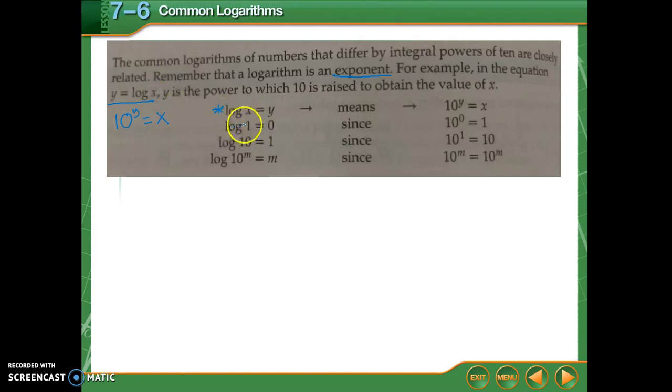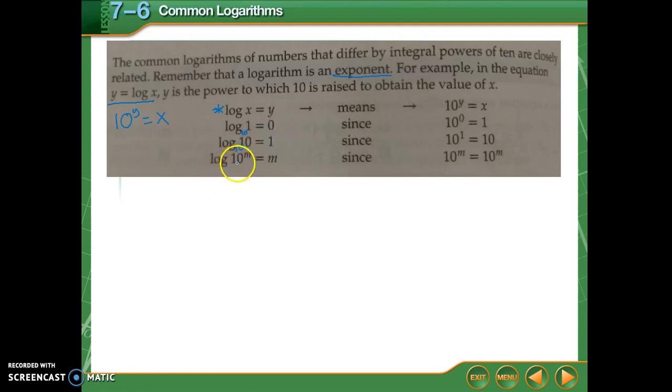So for example, the log of 1. Again, no subscript, so we know it's 10. It means 10 to what power equals 1? That has to be 0. It means 10 to the 0 equals 1. Log of 10 is 1. Why? Because that's log base 10 of 10. 10 to what power equals 10? The power of 1. Right?